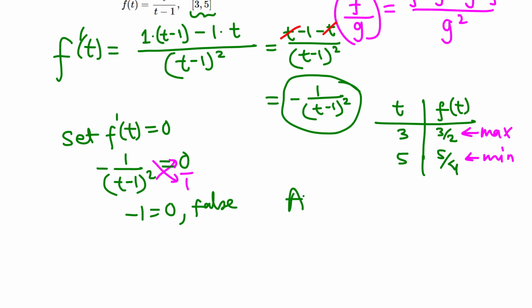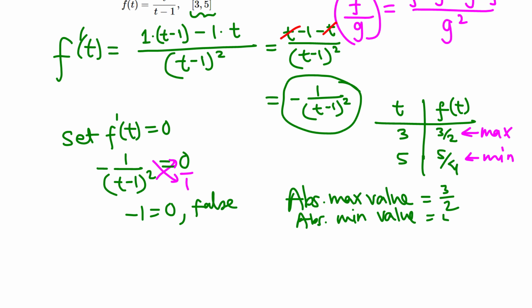So the absolute max value: the location is at 3, and the max value is 3 halves. And the absolute minimum value is 5 fourths. Final.